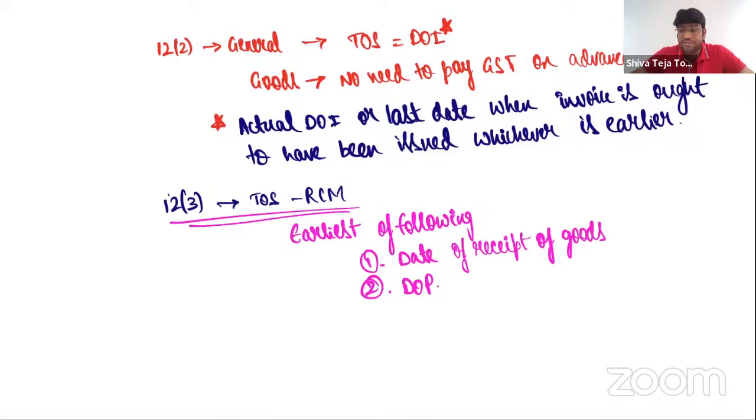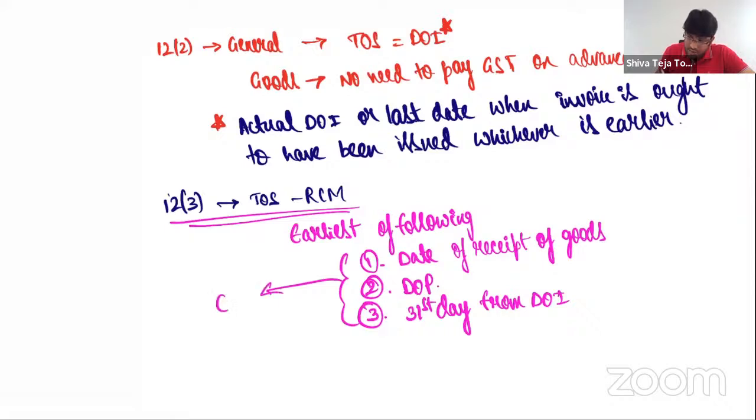So please speak out. Everybody, what is the first date? Date of receipt of goods. Second date? Date of payment. What is date of payment? Date when payment is entered in the books or date when payment is debited in the bank, whichever is earlier. Finally, third one, 31st day from date of invoice. So of these three, whichever is earlier, that becomes the time of supply.